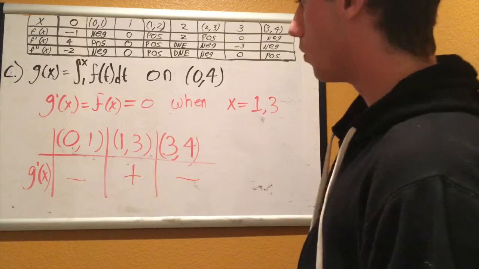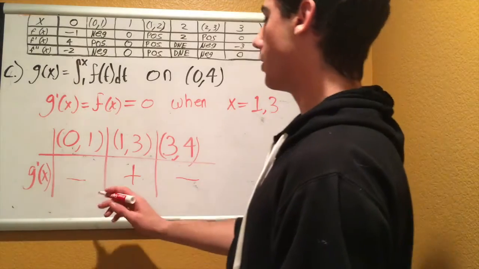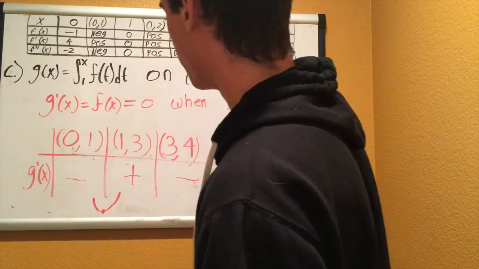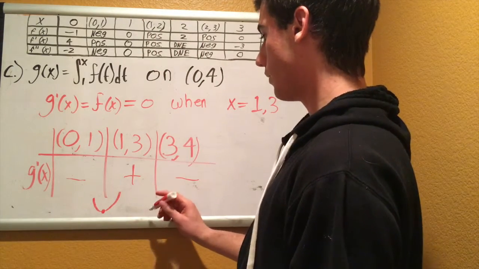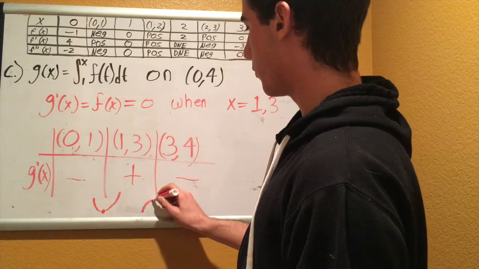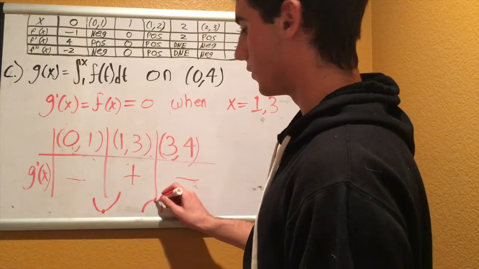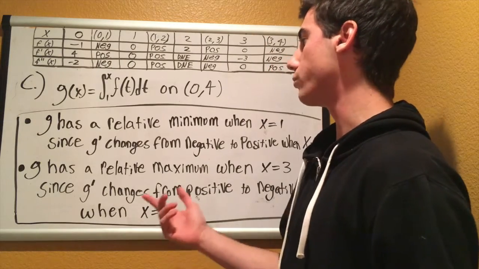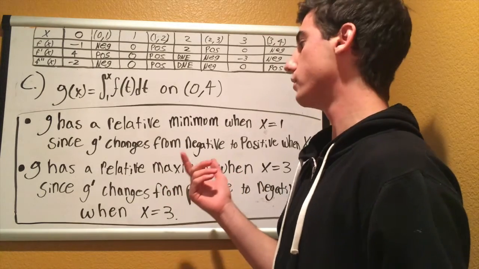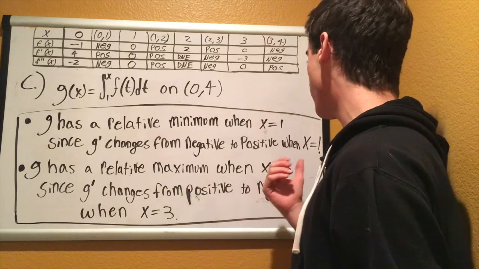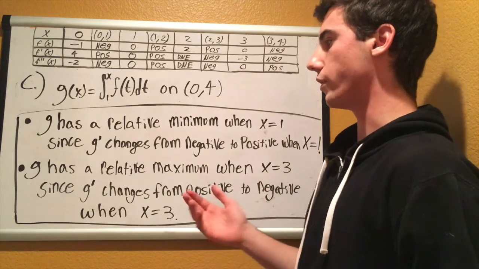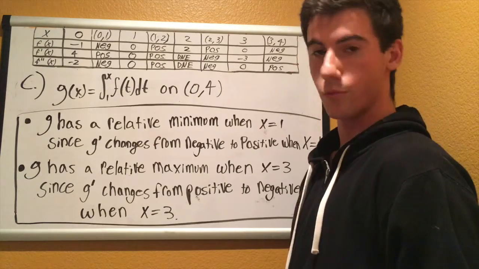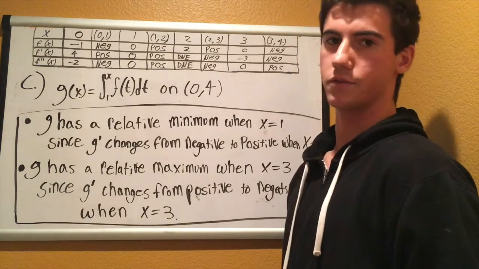What this shows us is that g has a downward slope up until 1, where it changes to an upward slope, which is a relative minimum. Then it has an upward slope up until 3, where it becomes a downward slope, which is a relative maximum. So from the work that we just showed, we can conclude that g has a relative minimum when x equals 1, because the derivative of g changes from negative to positive when x equals 1. And also we can conclude that g has a relative maximum when x equals 3, because the derivative of g changes from positive to negative when x equals 3.